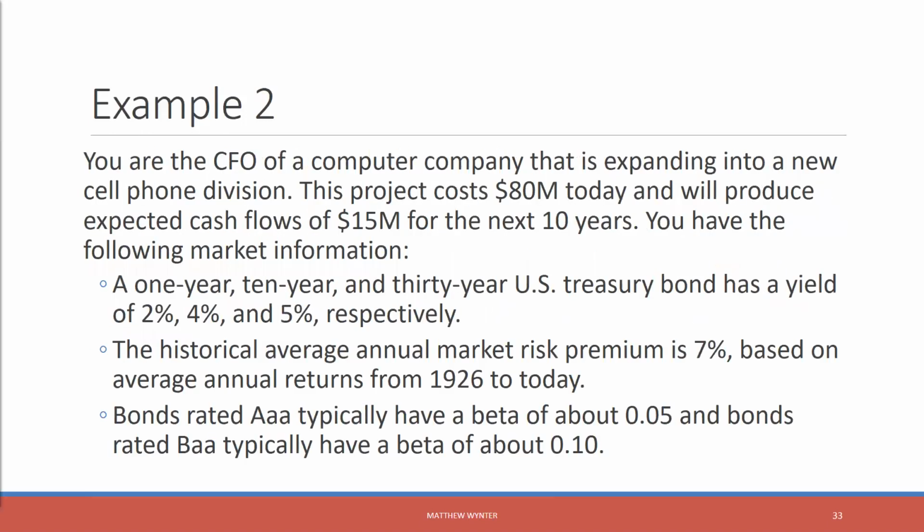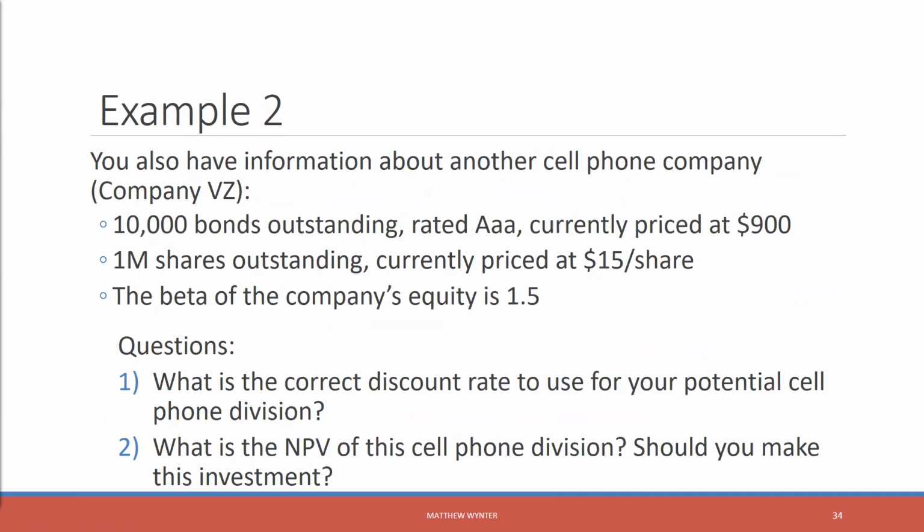Example two, you're the CFO of the computer company that's expanding into a new cell phone division. This project costs $80 million today and will produce expected cash flows of $15 million for the next 10 years. You have the following market information. You know the maturity and the yields on these different treasuries. You also know the historical market risk premium is 7%. And then you know the betas of bonds that are AAA and bonds that are BAA. Now, what you have access to is the information for a cell phone company that is going to be what you use to actually answer this question. So let me read it.